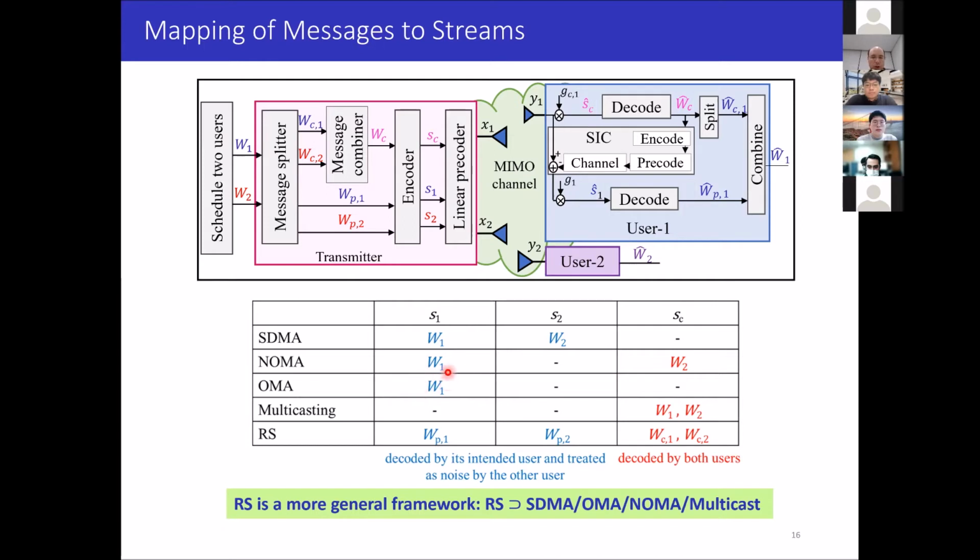For instance, here W1, and you transmit it in S1. If you do rate splitting, you split your messages so that part of it goes into S1, part of it goes into SC, part of it goes into S2, part of it goes into SC, and you adjust how many bits you put in those 3 streams so that you can really bridge the 2 extremes of SDMA and NOMA, and ultimately get a multiple access scheme that encompasses SDMA, OMA, NOMA, and multicast as special cases. So you can argue multicast is the case where you put all your messages into the common stream. All the users decode that common stream and decode the message from there.